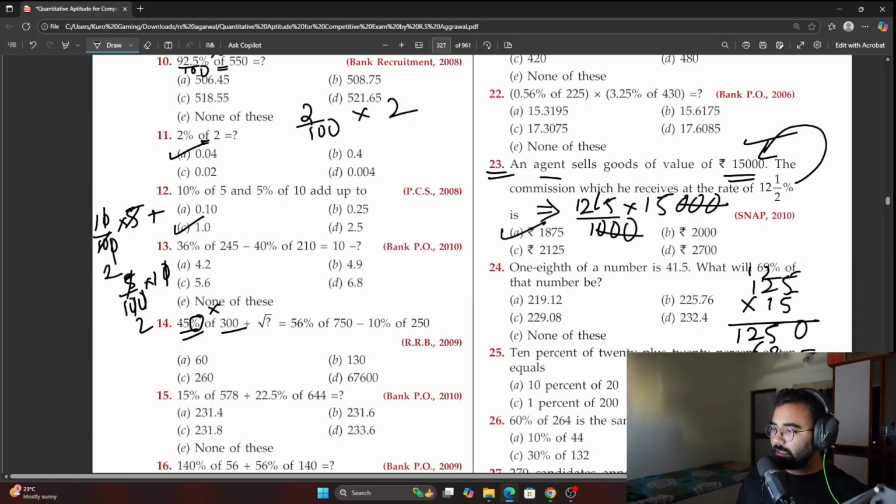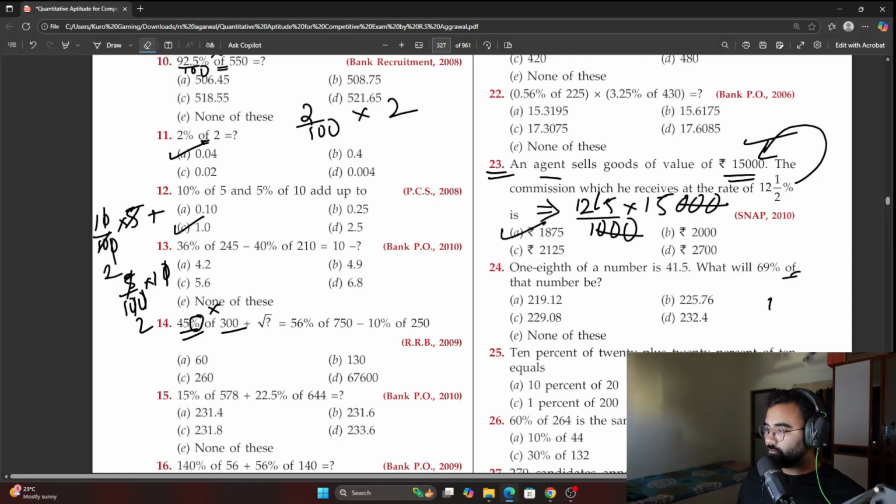All right, let me make a little bit more space. All right.